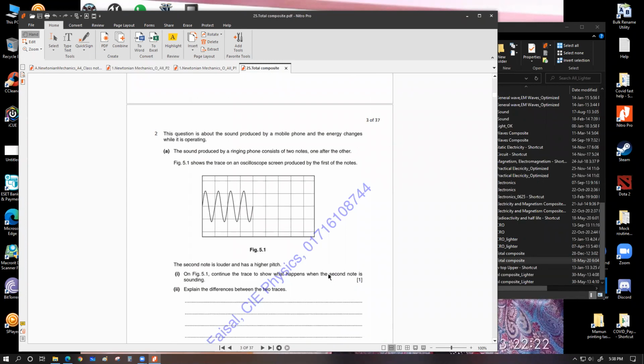You can have a bit of thermal, and then from the thermal you can have a question about a little bit of, let's say, electricity. So these type of questions are something that we have defined as total composite.